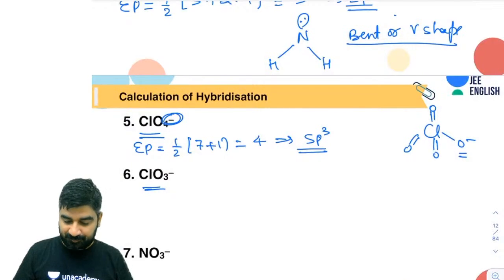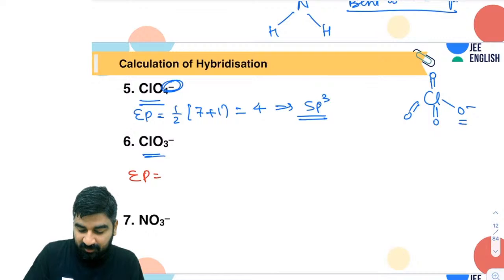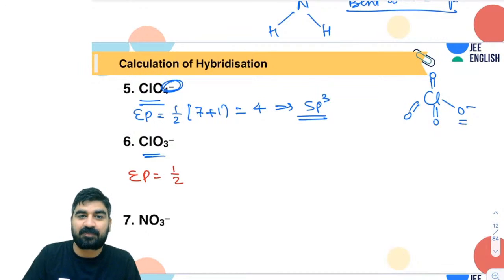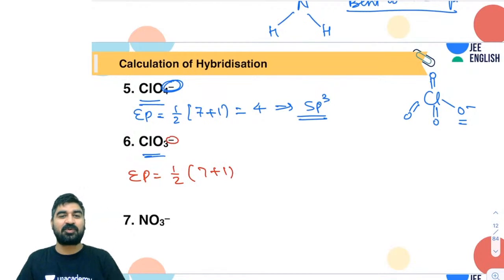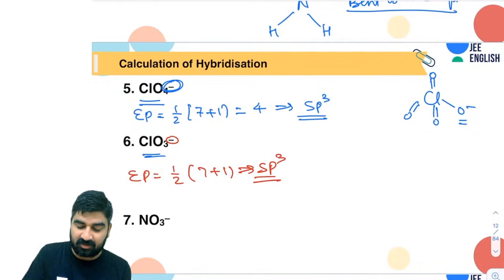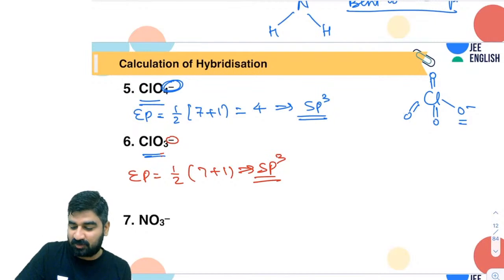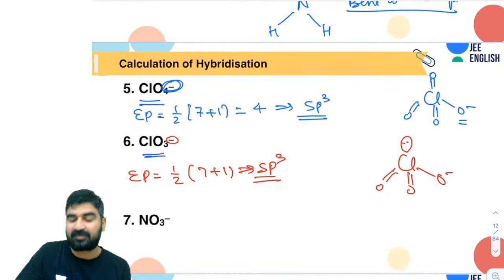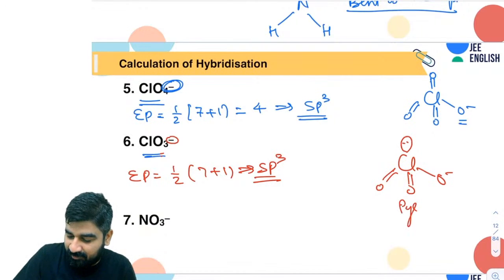So let's move now. Again we have ClO3 minus. Just count the electron pairs. It will be half, guys. And then you will write 7 plus 1. Oxygen is not monovalent. So again its shape will be sp3 tetrahedral, but instead of 4 we have 3. So we will be having one lone pair. So I can draw the structure tetrahedrally. Yes, it will be like this. So it will be pyramidal.